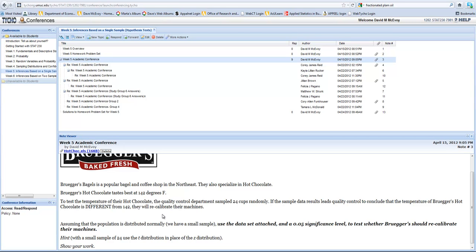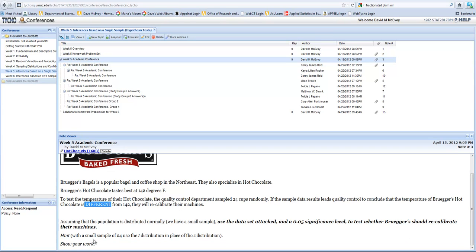It says that Burger's hot chocolate tastes best at 142 degrees Fahrenheit. And to test the temperature of their hot chocolate, quality control sampled 24 cups at random. If the sample data leads quality control to conclude that the temperature of Burger's hot chocolate is different from 142, and "different" being capitalized is meaningful, then they will have to recalibrate their machines.